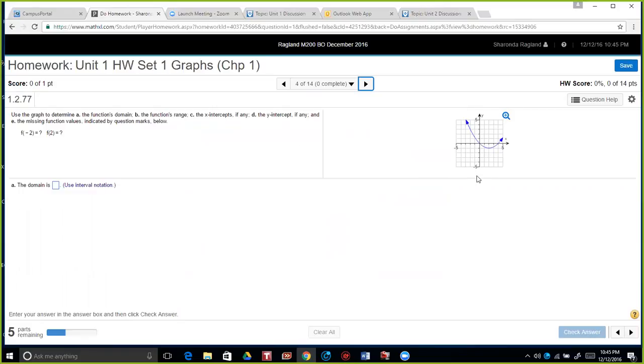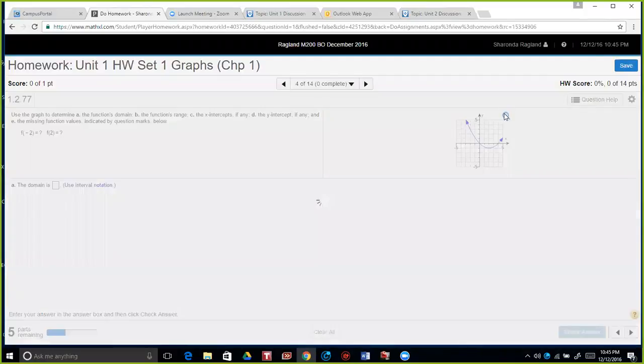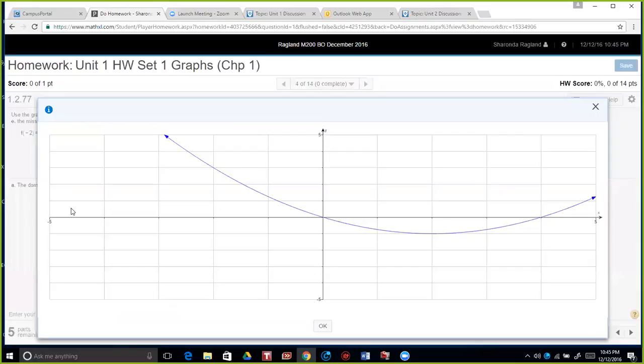The domain deals with the x values, okay? Since I have a graph, let's look at this. We have this curve. The domain deals with the x value. That curve is going to continue to go out, and it's going to continue along this way. So basically, for the domain, I don't have any restrictions here. There's no break in the graph.